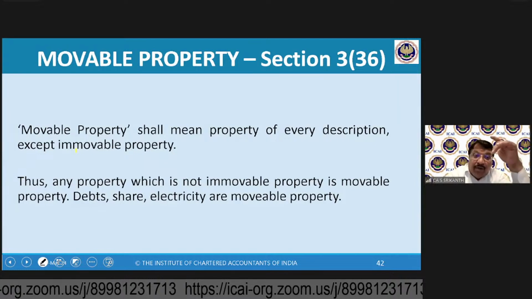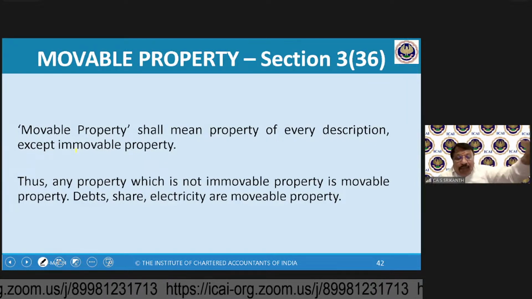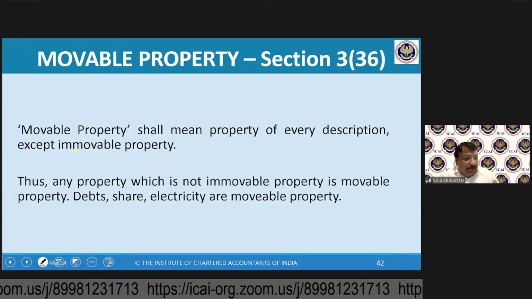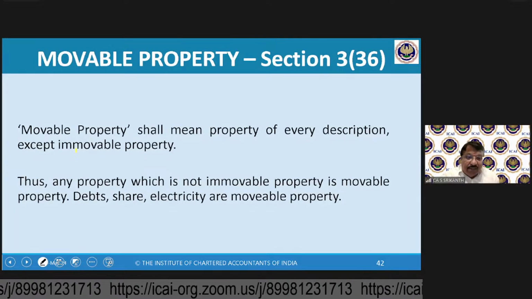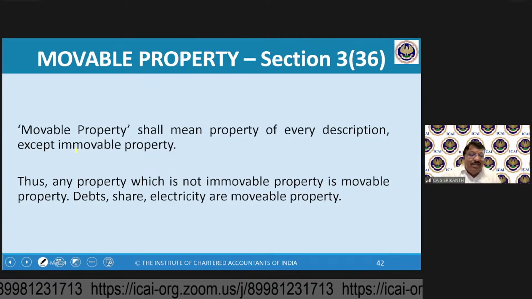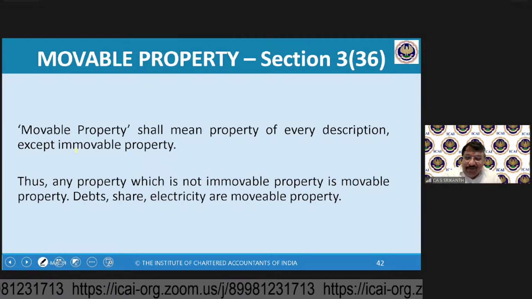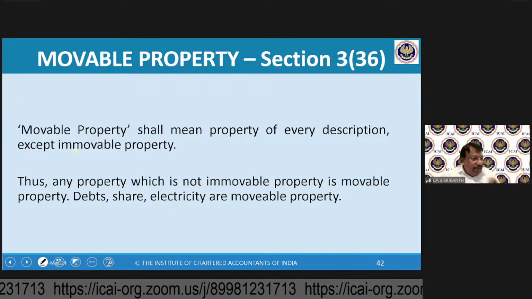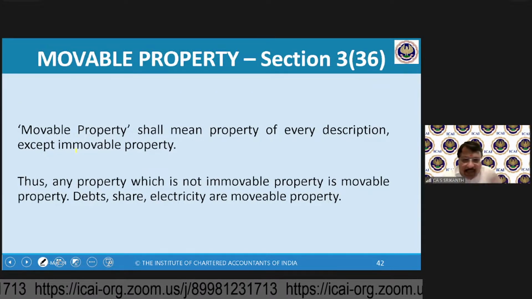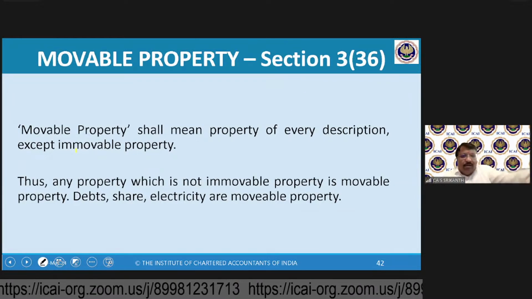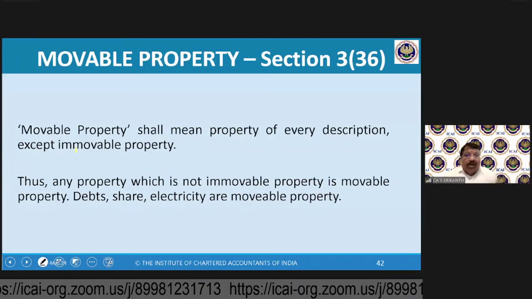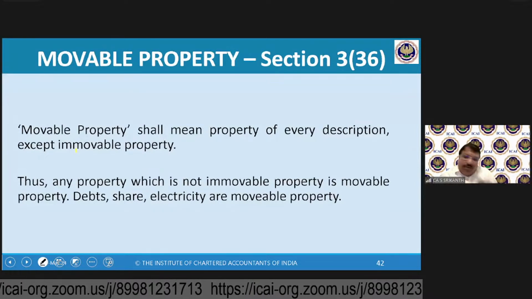Any actionable debt, we call it. See, when A owes money to B, that debt now can be sold, in which case it is movable property. A share is movable property. Remember, it is not the piece of paper that you sell. It is conceptual. You are selling a share in that company, right? So that is not immovable property. Therefore, it is movable property.